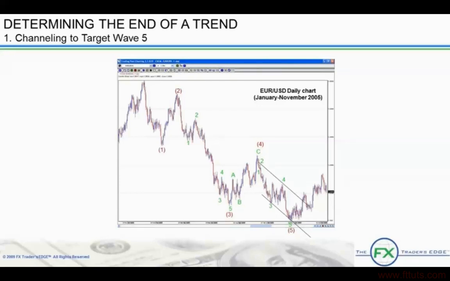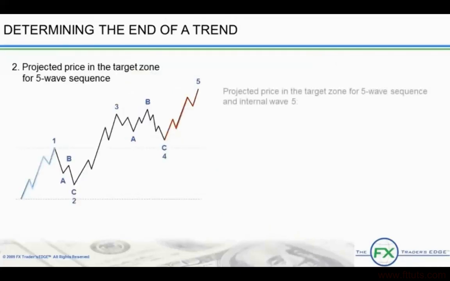In fact, when we are projecting the end of wave 5 by using our Fibonacci ratios, we do exactly the same thing. First, we target the end of the 5-wave sequence. Then we target the internal subwave 5 count on its own. By projecting the internal subwave 5 sequence, we are narrowing in on the end of the entire 5-wave move. How do we project price in the target zone for a 5-wave sequence and the internal subwave 5?